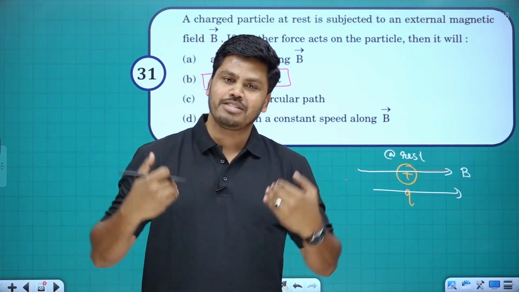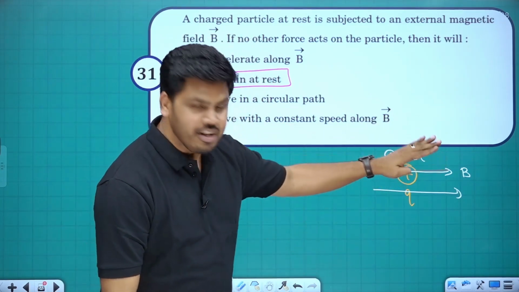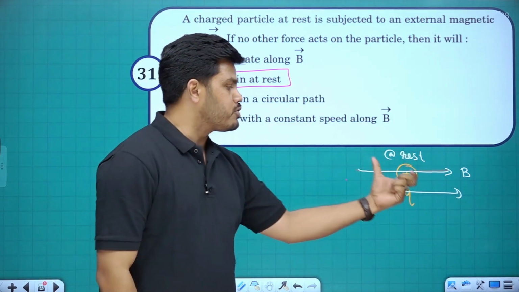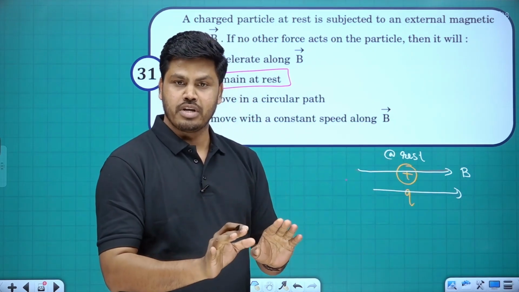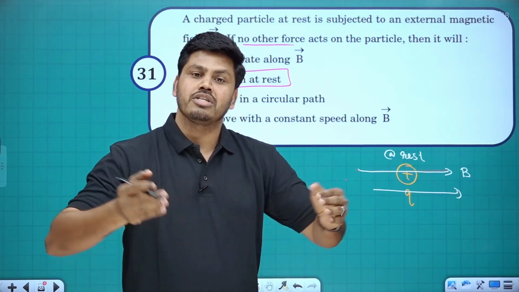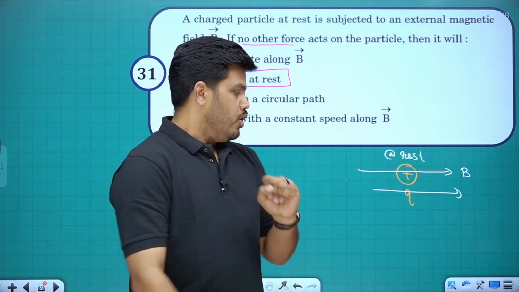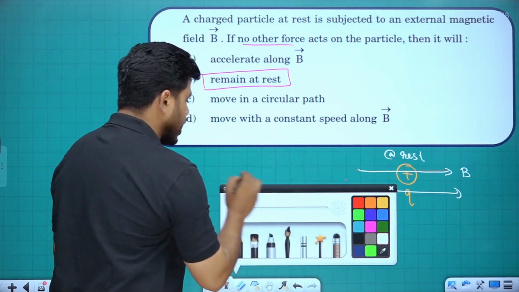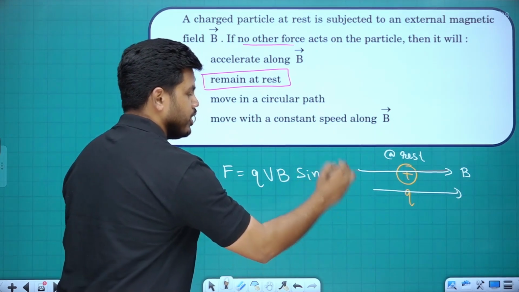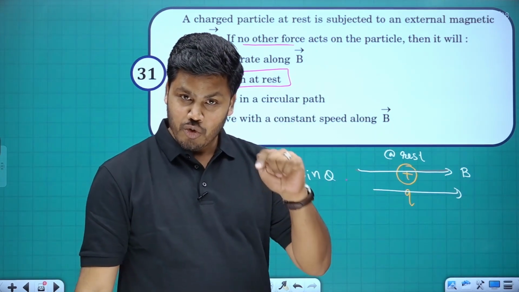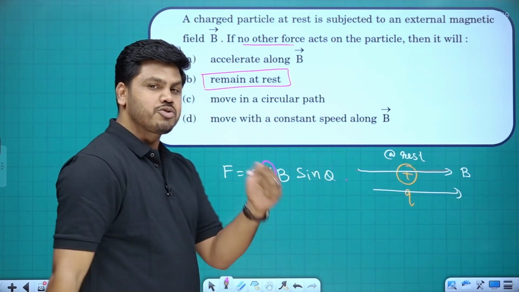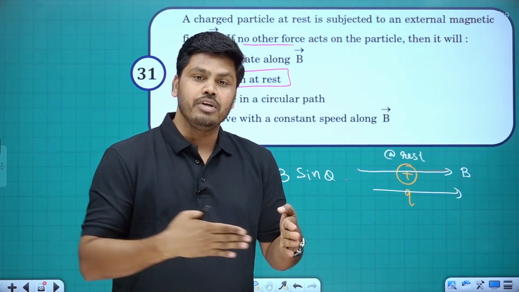Yes. So why does the charge remain at rest? Because the charge was initially at rest. If it has to start moving, there should be some non-zero force acting on it, right? The question says there is no force acting on the body other than the presence of a magnetic field. We know whenever a charge passes through a magnetic field, that charge experiences a force F is equal to QVB sine theta. But this is only for what kind of charges? Moving charges. The charge should pass through the magnetic field.